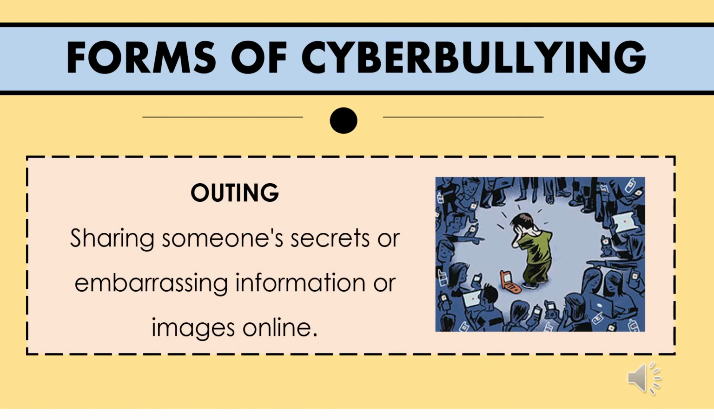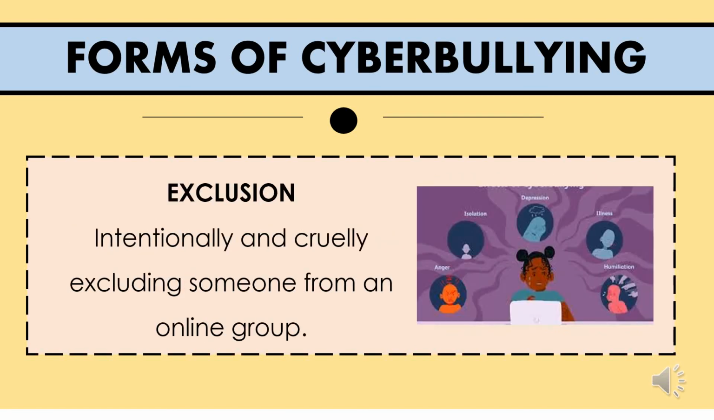Okay, next is outing. Outing is sharing someone's secret or embarrassing information or images online. Example, you caught Inday dating 5 guys at different times. Now, you captured a photo, then you posted it online. Then that is a form of outing. Inday can report you to the police.